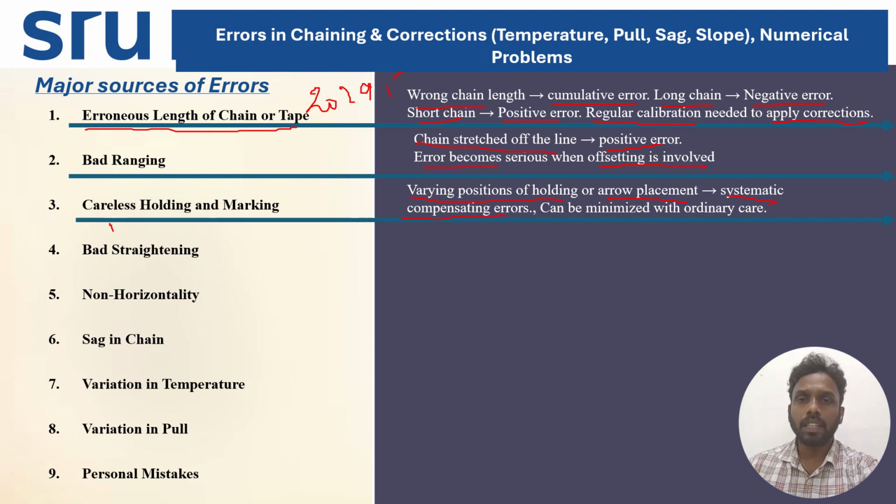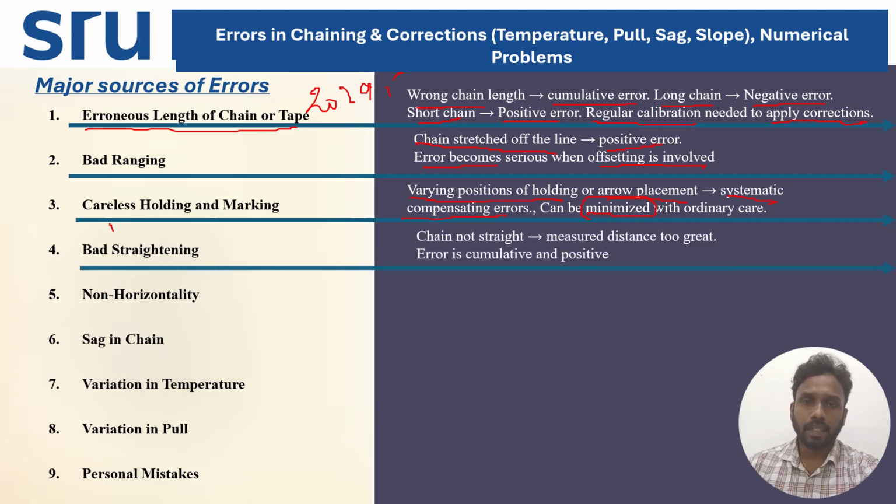So this is the compensating error and can be minimized with ordinary cases, because normally you will come to know it is not in the position. Then you will inform them well in advance regarding this, and it is coming. It comes under compensating error.